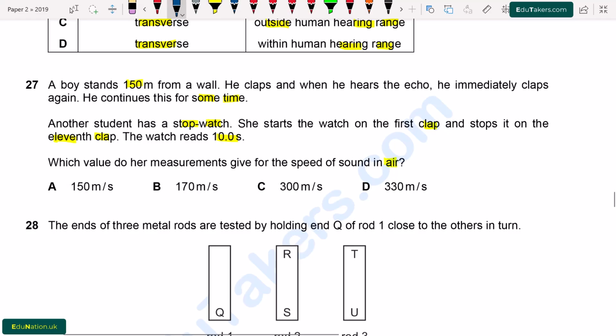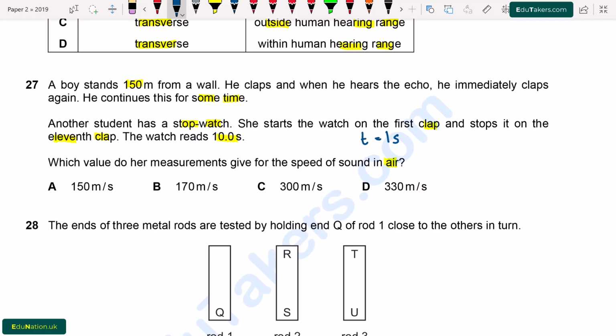So first of all, the time for 11 claps is given. When the boy claps the first time, at the same time the other student starts the stopwatch. If I suppose that she stops the stopwatch at the second clap, then the time should be 1 second. It means that the time for one clap is 1 second. The distance is given, which is 150 meters.